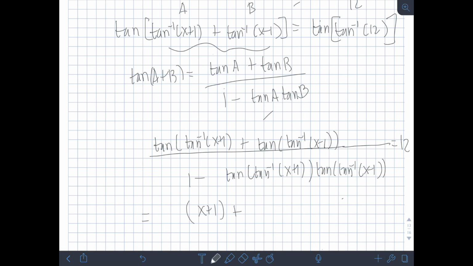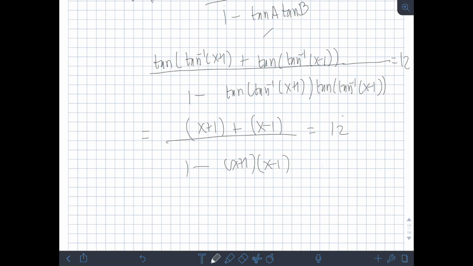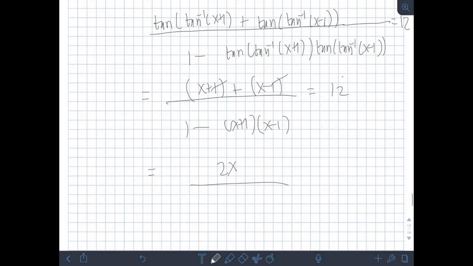Plus, same as dito, yung tangent ng arctan of x minus 1 equal lang sa x minus 1. Over 1 minus, yung tangent din ng arctan ng x plus 1 equals sa x plus 1 times yung tangent ng arctan of x minus 1 equals sa x minus 1 equals 12. So, meron tayong nabuong equation. So, we have, simplify natin. Ito, cancel si 1, magiging 2x ang numerator over 1 minus, simplify natin.